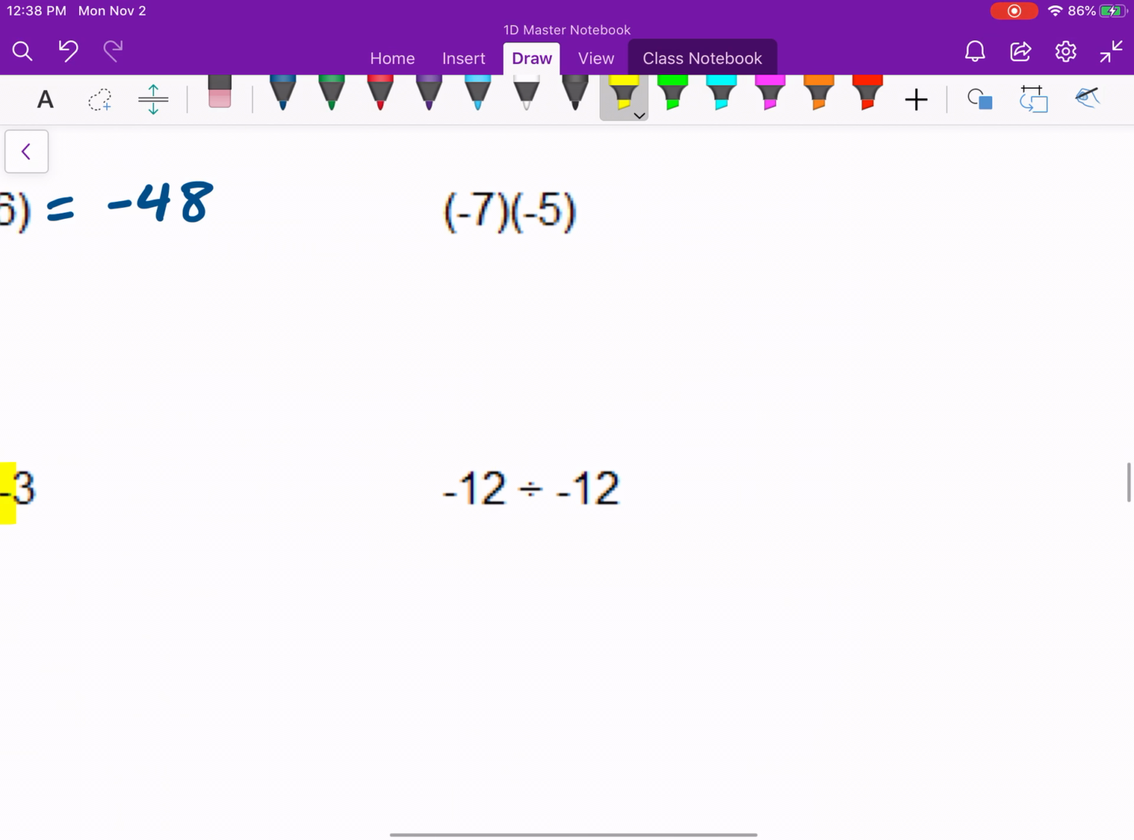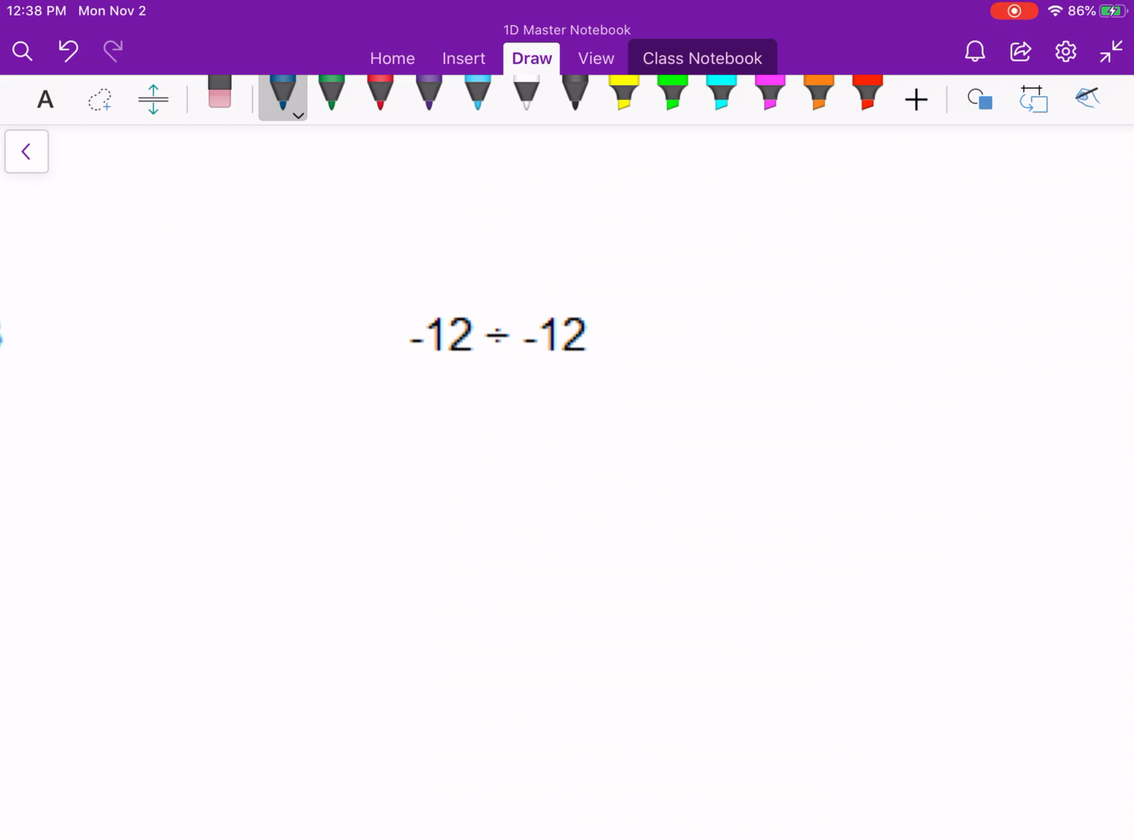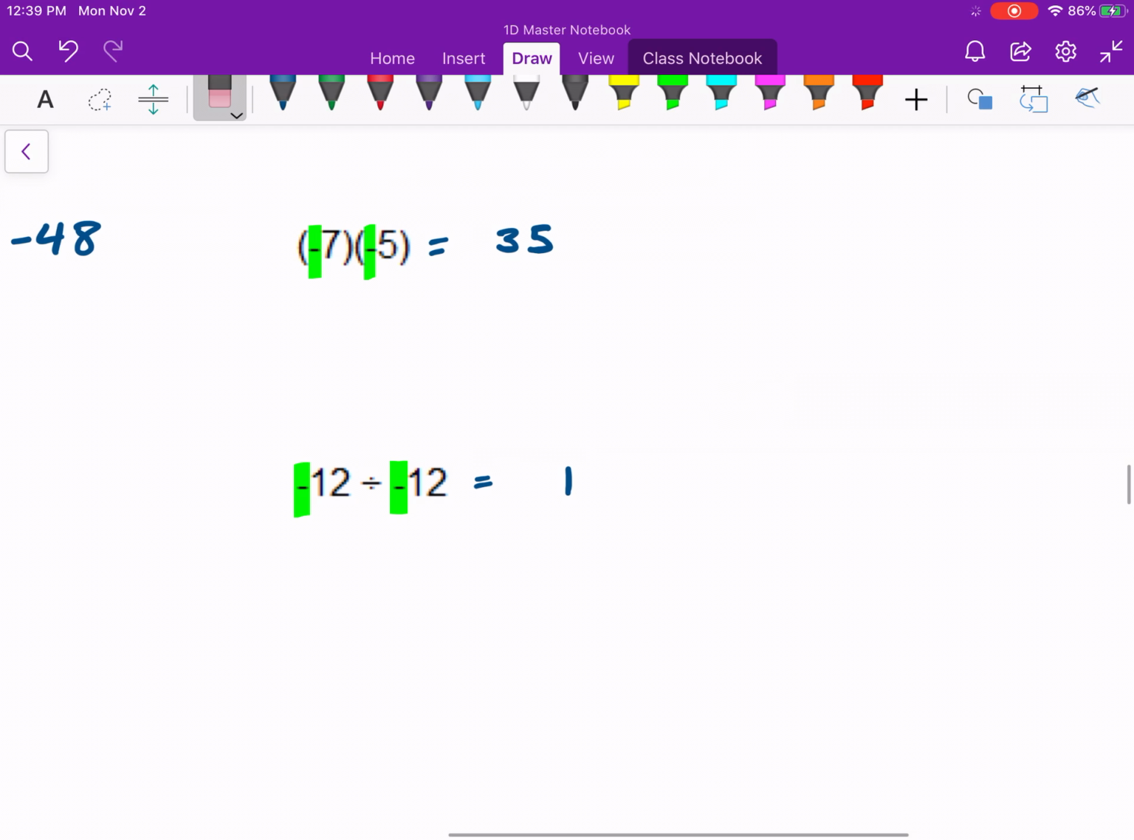Here, again, it's multiply. Pardon me. And positive times negative times negative is positive overall. 7 times 5 is 35. So it's plus 35, but once again, not necessary to write that plus sign down. It's understood to be positive. Negative divided by negative, same thing. 12 divided by 12 is 1. Two of the same signs make it positive overall, but I don't have to write the plus sign down. It's assumed to be positive.